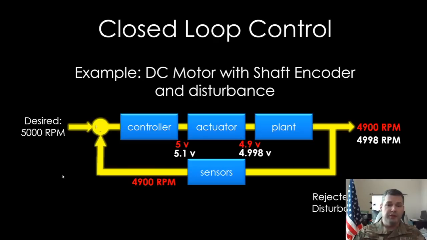a 2% error to actually a 0.04% error. And this is just the first loop through. In reality, this would continue to refine that controller voltage until we actually get to that 5,000 RPM.